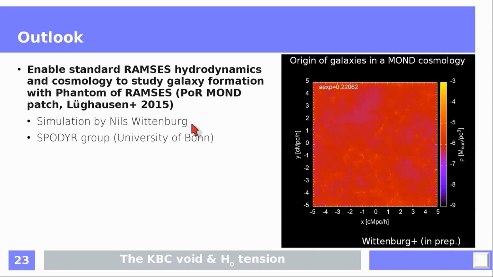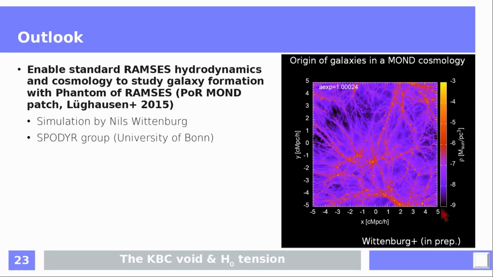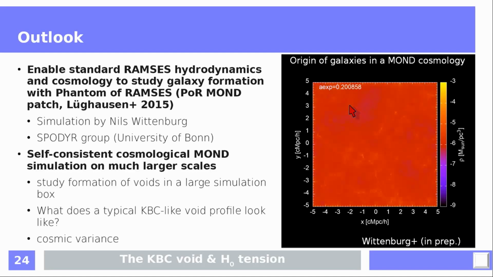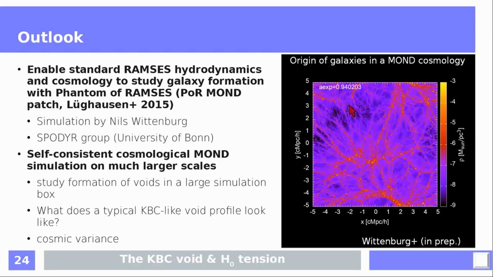This movie shows the evolution of the density contrast in Milgromian dynamics. And the simulation has a box length of 15 megaparsec, and has been performed by Nils Wittenburg and Indranil. So here you see the density contrast now at present time. You can nicely see the cosmic web and the voids, which are these darker regions. And it is important to have a self-consistent cosmological MOND simulation on much larger scales, because this would allow us to study the formation of voids in a large simulation box, and also to get an idea how the KBC-like void profile will look like, and also to study the cosmic variance on different scales.